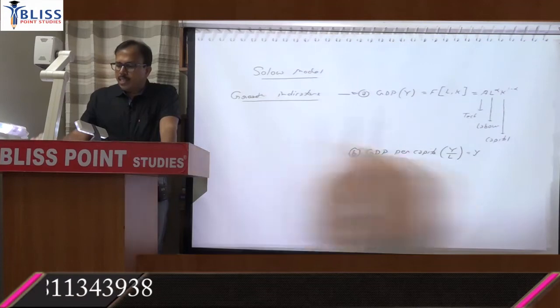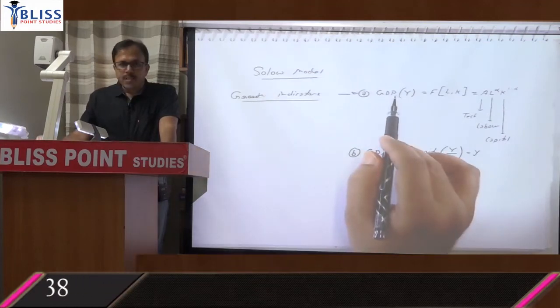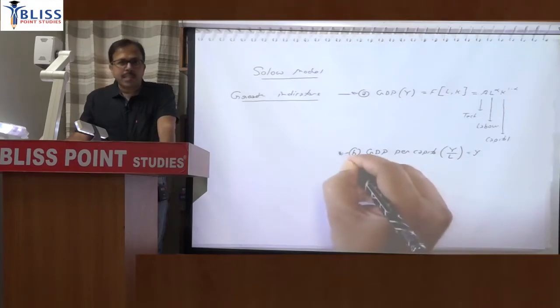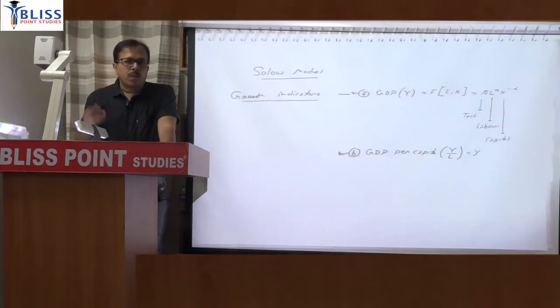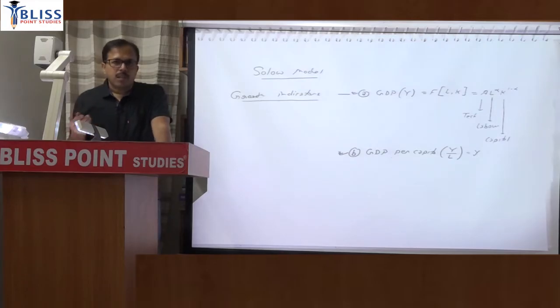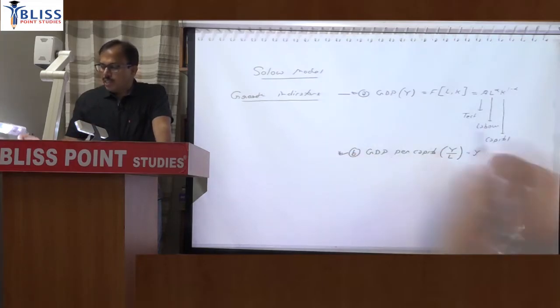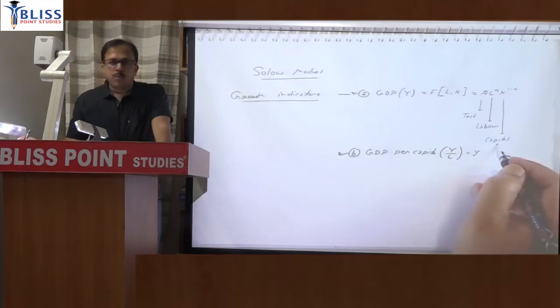So I repeat my point. Growth indicators are two. One is GDP and the other is GDP per capita, and GDP per capita is a better indicator. So any growth model which explains how GDP per capita is growing, how that GDP per capita is increasing, will be considered an explanation for the growth process. So growth depends upon technology, it depends upon labor force, and it depends upon capital.